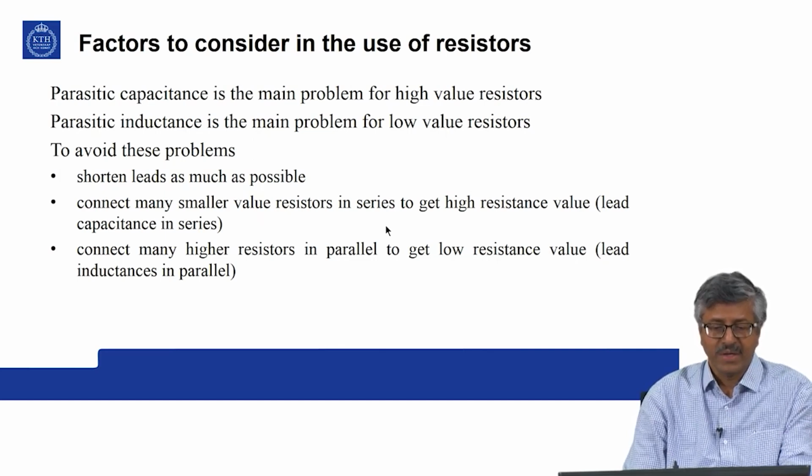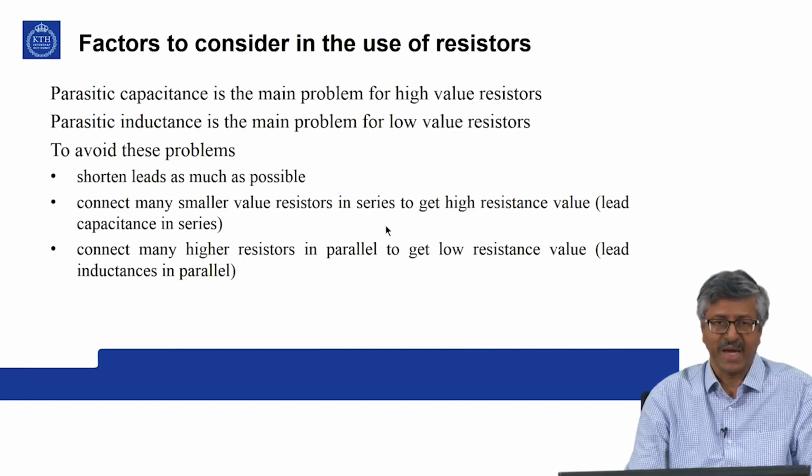Now, if you want a low value resistor, you can take slightly higher value resistors and connect them in parallel, because then you are connecting all the parasitic inductances in parallel, effectively reducing the inductance problem. So these are the two techniques you can use in circumventing the effect of parasitic elements. That is the end of module 2.